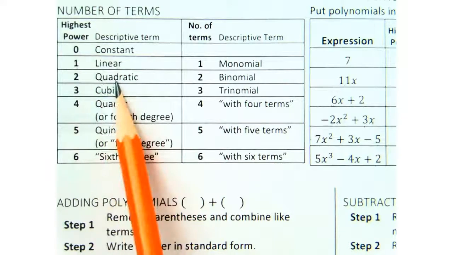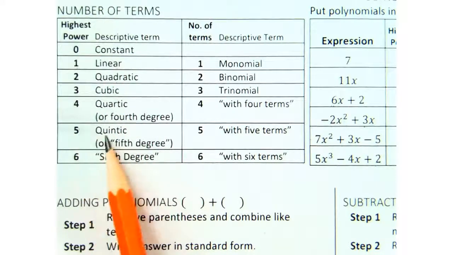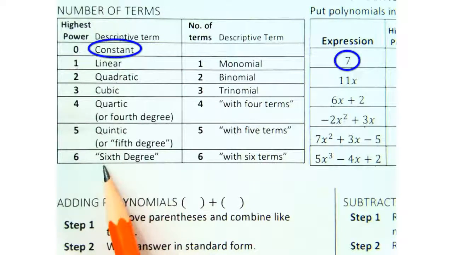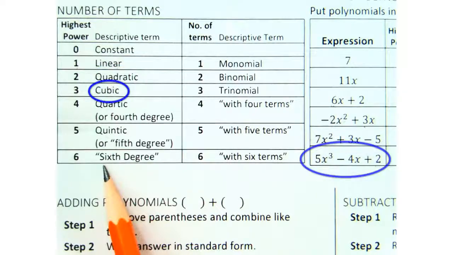To classify a polynomial by degree means to look at the highest power of the variable. A constant means that there is no variable. If the highest power of the variable is 1, it is linear. If the highest power is 2, that's a quadratic polynomial. If the highest power is 3, it is a cubic polynomial.